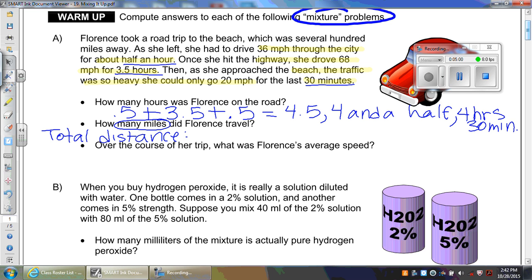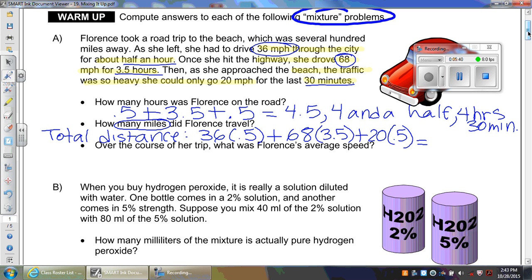So let's do that. We'll start with the city. Through the city, it was 36 miles per hour, so that will be 36 times the amount of time, and that was half an hour, so we will use 0.5. Next, we need the highway. She drove 68 miles per hour. That is our speed multiplied by the time, and that was 3.5. And lastly, she drove at 20 miles per hour because the traffic was heavy for 30 minutes, so that's 0.5.